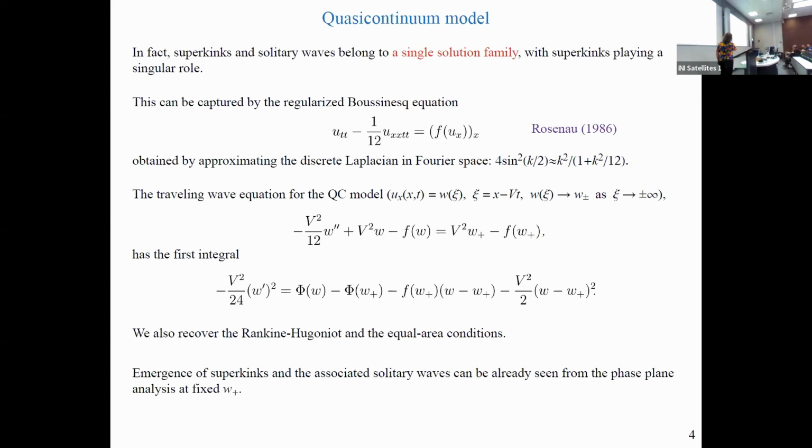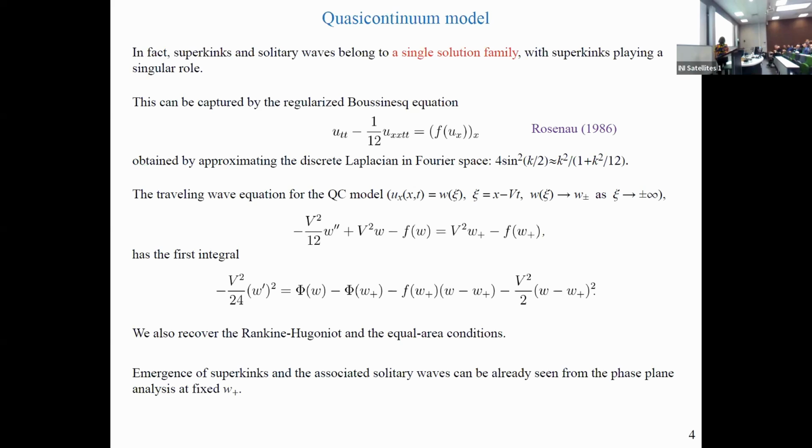That's a regularized Boussinesq equation, or Wiesen's equation, or whatever you call it. Basically, the way I like to derive it is just by approximating in the Fourier space the discrete Laplacian by this Floquet approximation. And then what you get, after a couple of integrations, is a second order ordinary differential equation, which actually has a first integral.